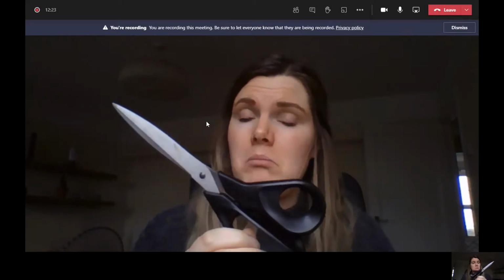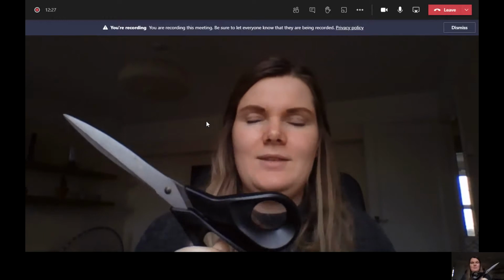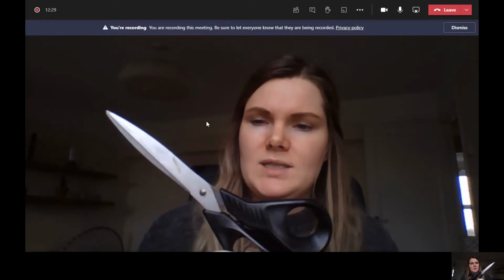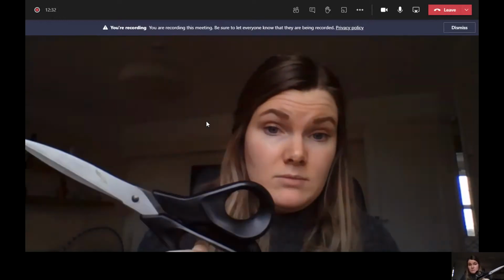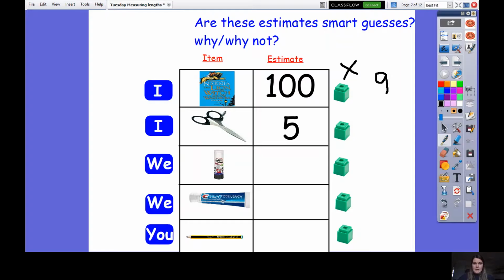6, maybe? 20? Would it be 20? 20 is a bit too much of a large estimate. 10? Yeah, it could be 10. Should we put 10? Fantastic. I'm going to put 10. So we think that the scissors are 10. That means we think it's longer than the book.